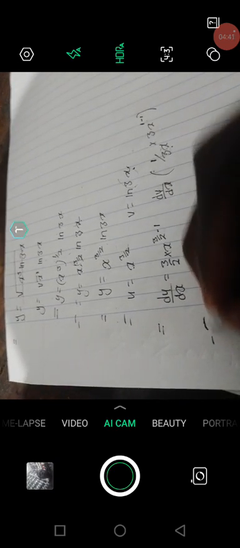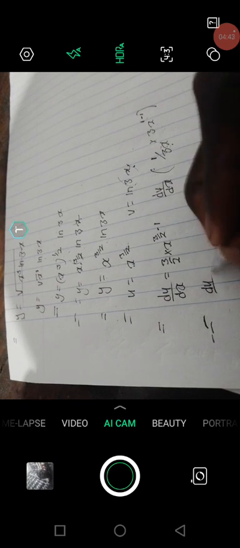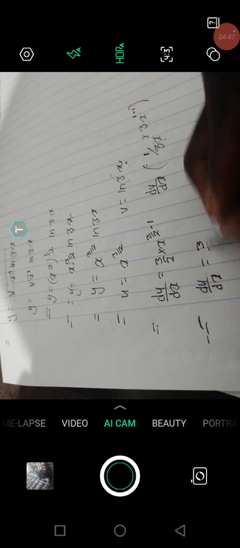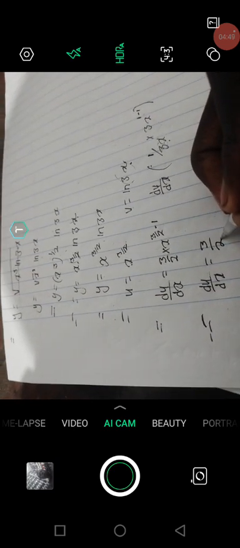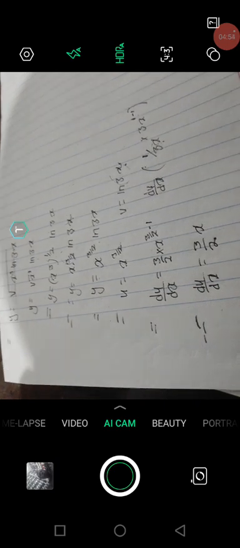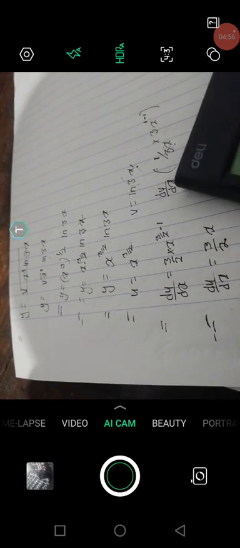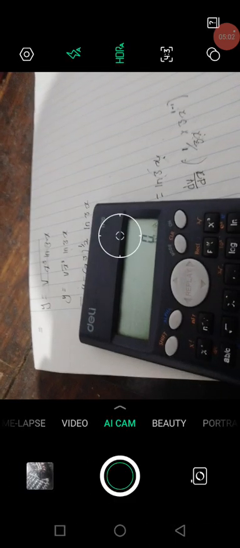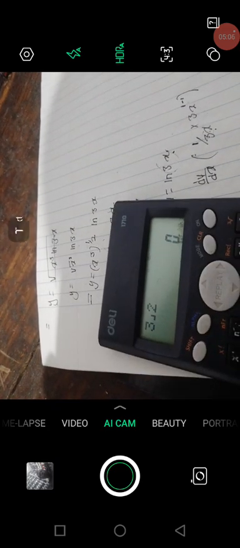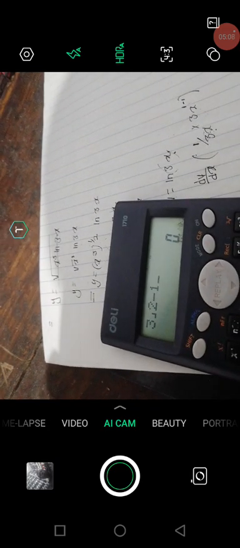So I say du over dx is equal to 3 over 2, let's turn this one to x. If you see it properly, if you punch it for the sake of time, 3 over 2 minus 1.